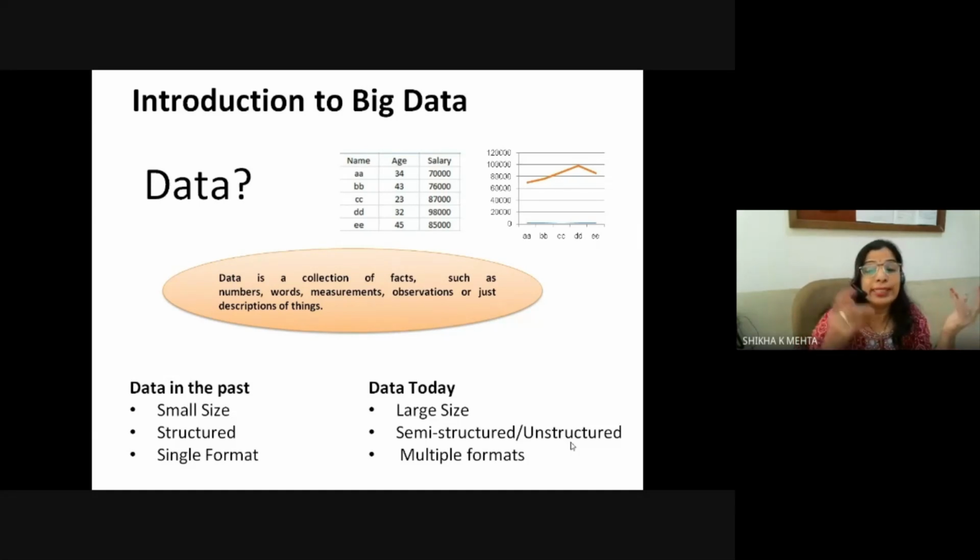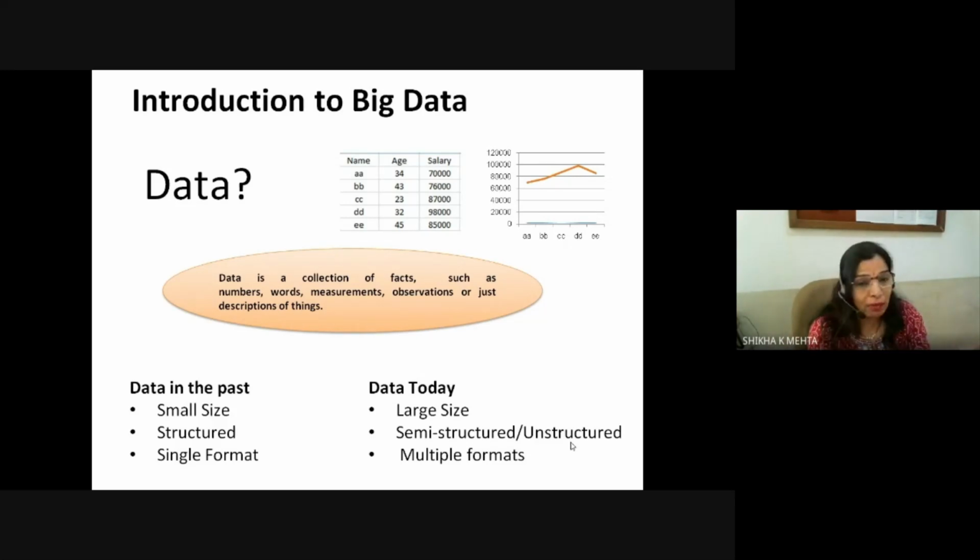Then this data does not have a single format. It has multiple formats. It is semi-structured, it is unstructured. The size has changed from small to large, from structured to semi-structured or unstructured, and from a single format to multiple formats. So the existing techniques that we have cannot be used to handle this kind of data. Neither the storage techniques, nor the algorithms, nor the other tools and techniques available can be used to process this kind of data.